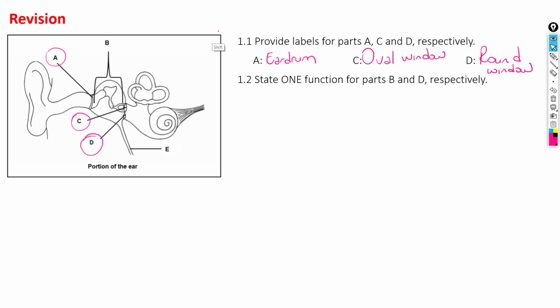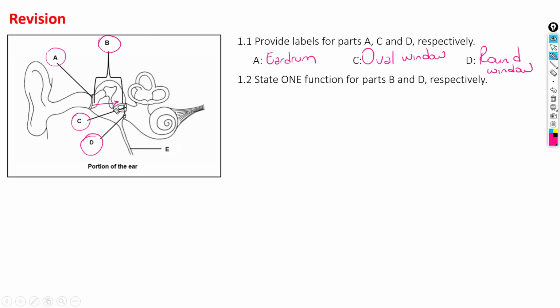Then question 1.2: state one function for parts B and D. Part B here is showing the ossicles, and the function of the ossicles is going to be transmission of vibrations from outer ear to inner ear. We can also say it amplifies the sound waves.